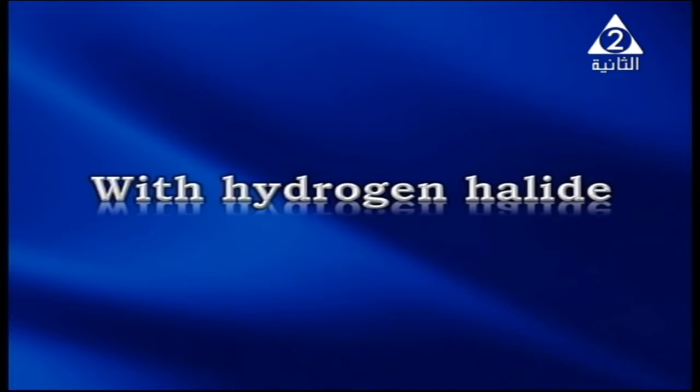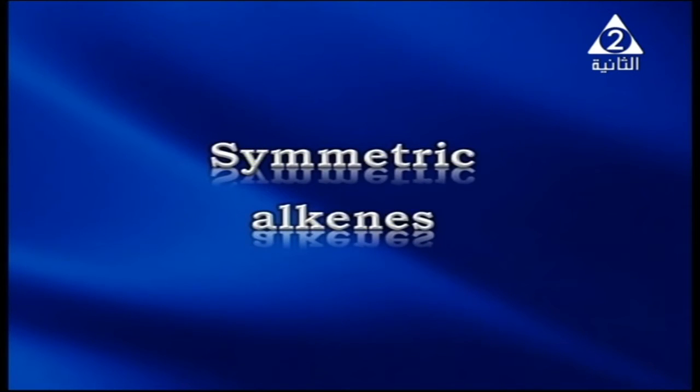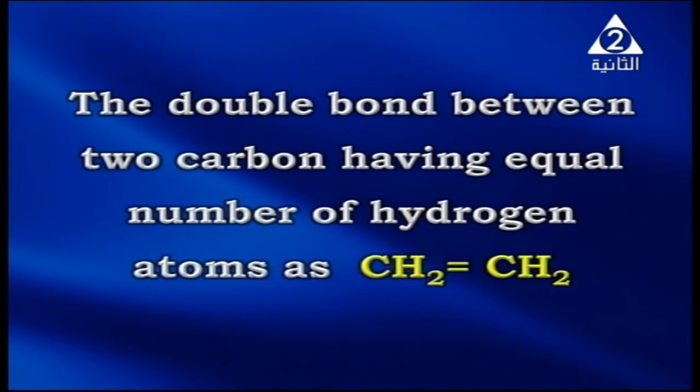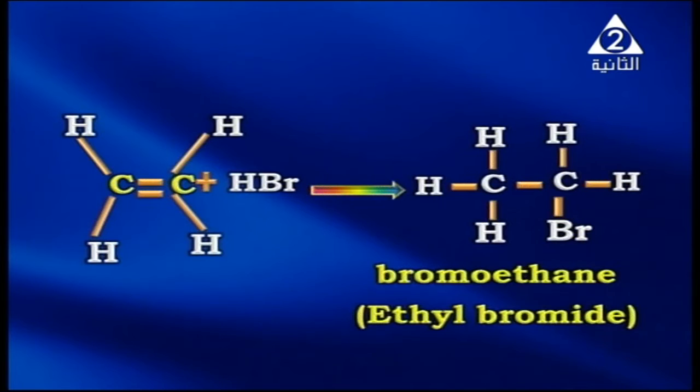The reaction of ethylene with hydrogen halide. Here, my dear student, we have two different types of alkenes: symmetric alkenes, in which the two carbon atoms of the double bond have an equal number of hydrogen atoms, as in ethylene. Adding HBr, it forms bromoethane or ethyl bromide, as the equation shown on the screen.